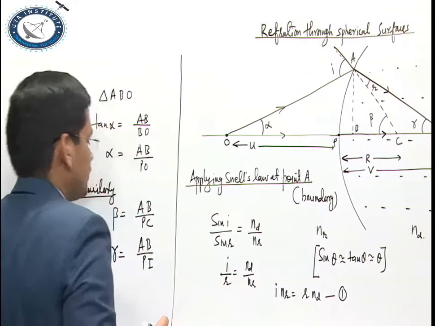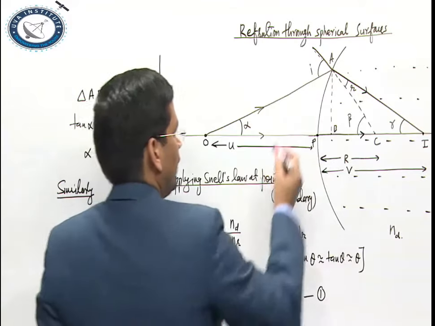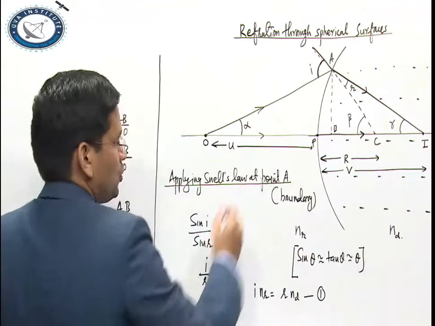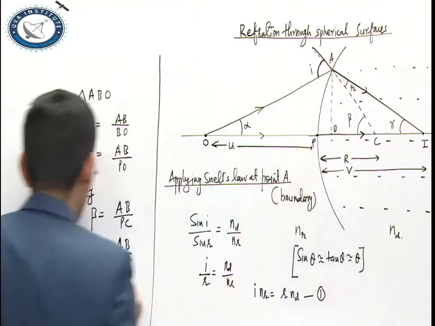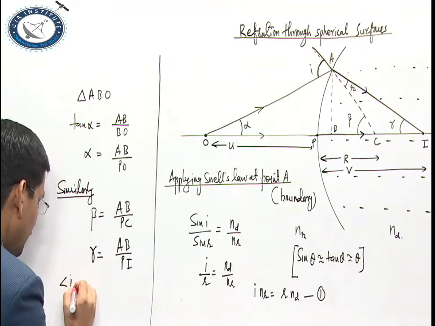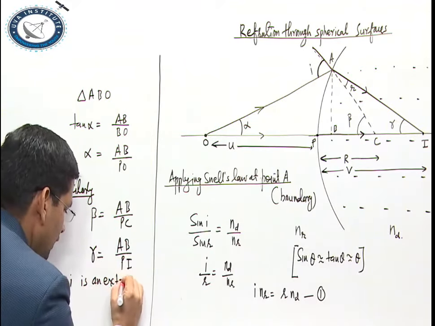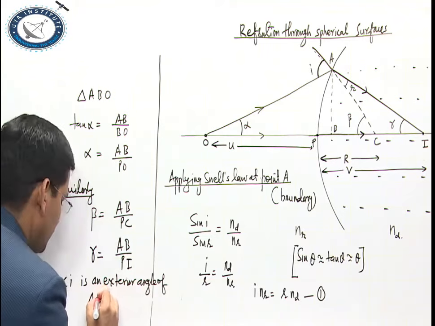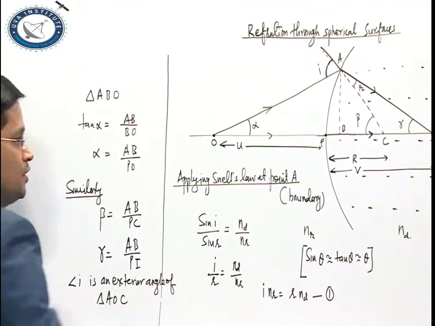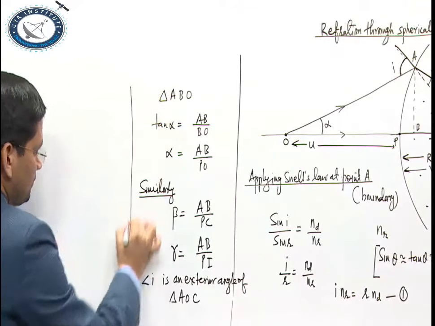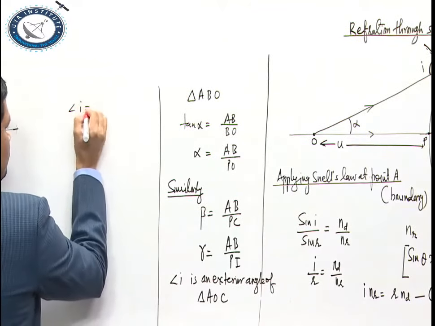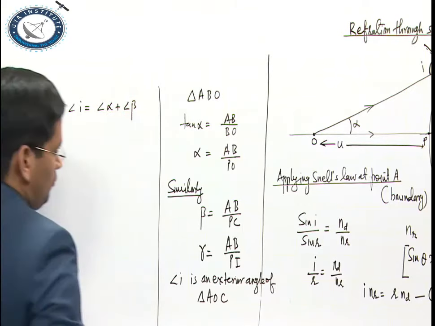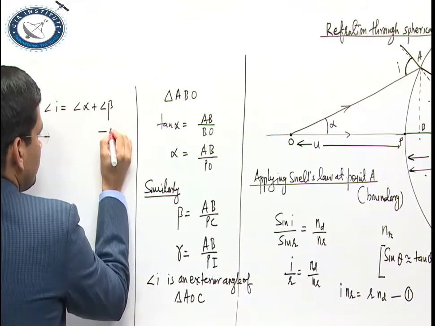Now, an interesting fact here: this angle i is an exterior angle of triangle AOC. So angle i is alpha plus beta. Angle i is an exterior angle of triangle AOC, so in this situation we can simply write angle i is equal to angle alpha plus angle beta. Now this is my equation number 2.